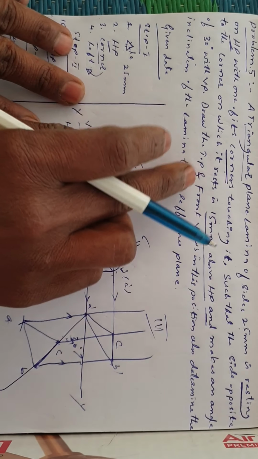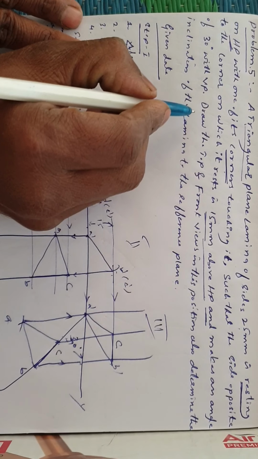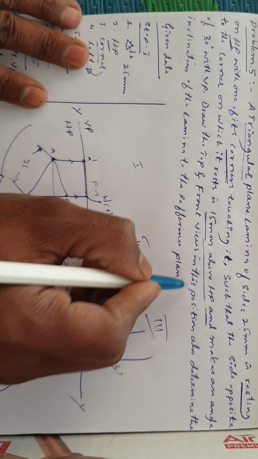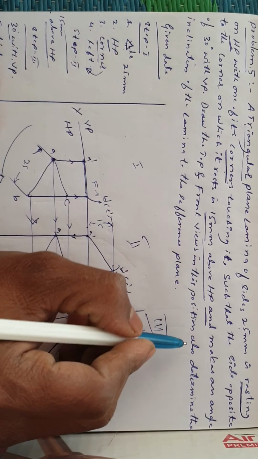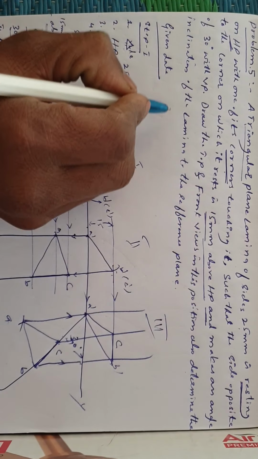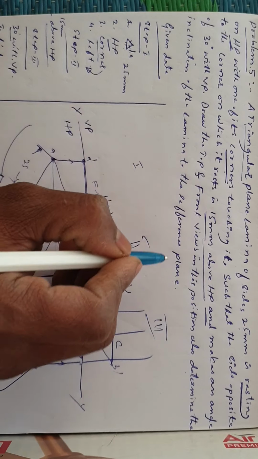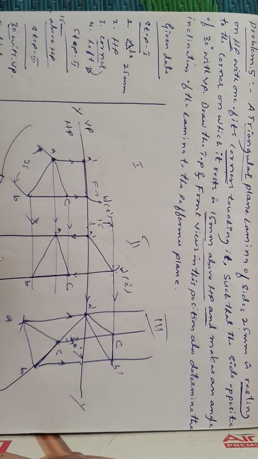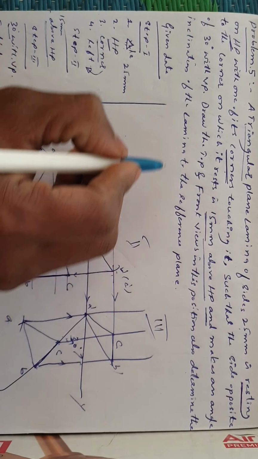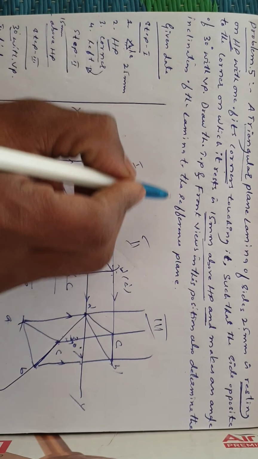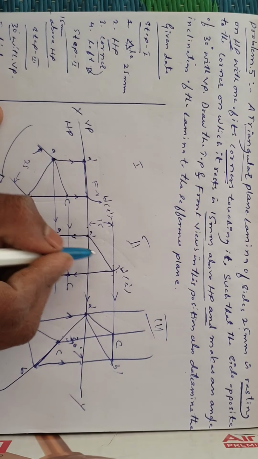See, at the end what he's asking. So draw the top and front views in this position. It means all the 6 views. See, one more thing he's asking. Also determine the inclination of the lamina to the reference plane. In the second step, HP angle is not given. Instead of that, 15 mm above HP distance is given. Determine the inclination of the lamina to the reference plane. It means he's asking the HP angle.